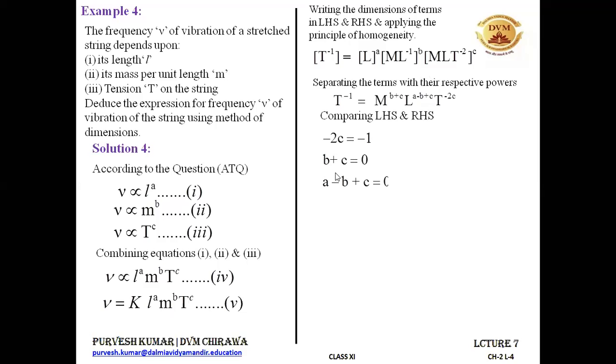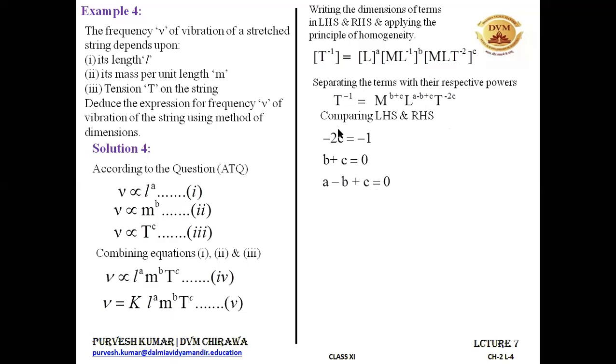All right. So you can write it like this, and this minus 2C is the power of T and minus 1 is the power of T in the left hand side. They must be equal. So minus 2C is equal to minus 1. So this is our first equation. B plus C has to be equal to 0 because no M term is involved, and A minus B plus C, that is the power of L, has to be equal to 0 because on the left hand side the power of L is 0. So the three equations I got.